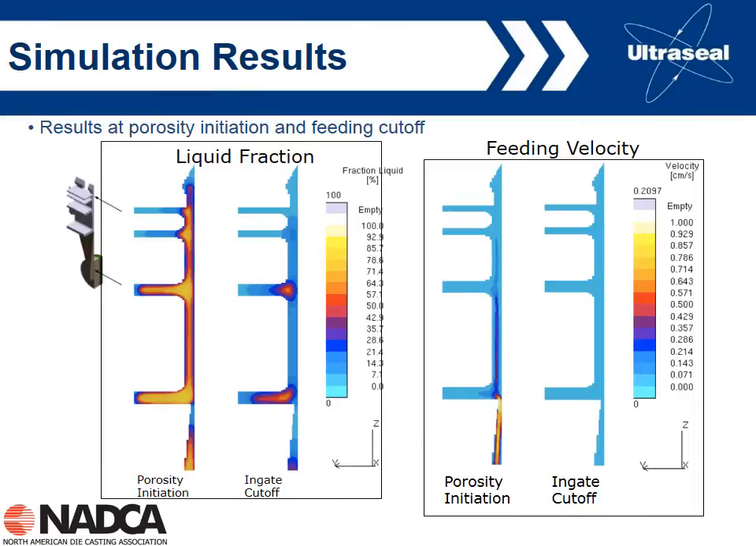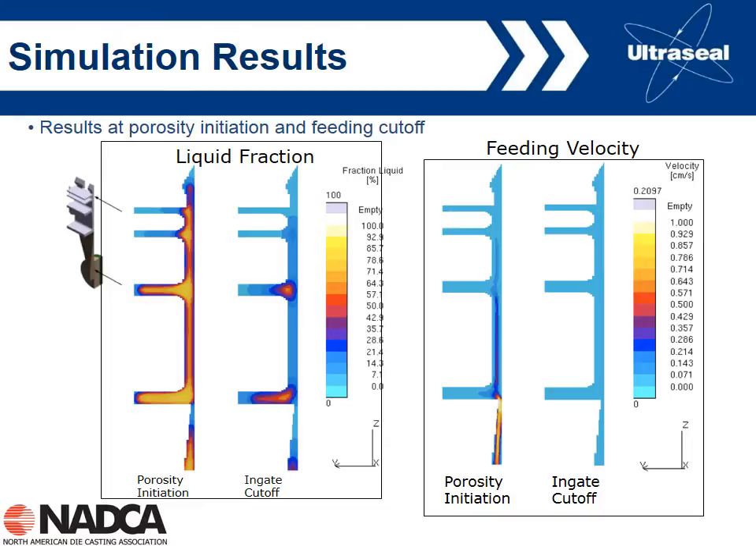We can also look at this from simulation. We're simulating this part shown here on the top left, and it helps us understand why porosity is a characteristic of our process. We've got two types of simulation. The one on the left is looking at the liquid fraction, and the one on the right, we're looking at the velocity, the speed at which the liquid is flowing into the die.